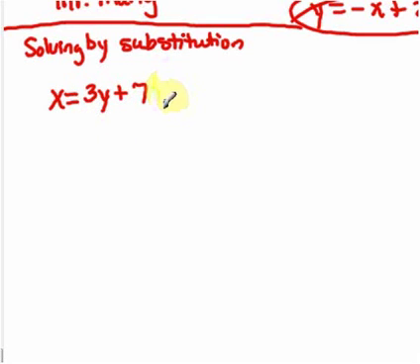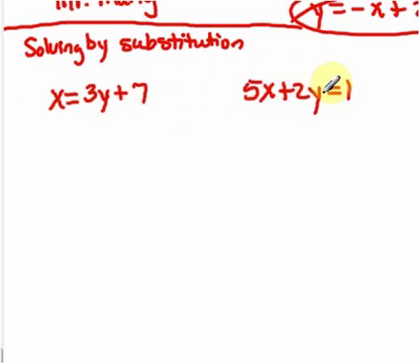So x equals 3y plus 7 is my first equation, and 5x plus 2y equals 1 is my second equation. What you want to do is take either the first equation or the second equation and find a way to substitute it into the other one. So I either want to take this equation and put it into this one, or this one and put it into this one. Now, you need to make an educated choice. So you need to look at what you're dealing with.